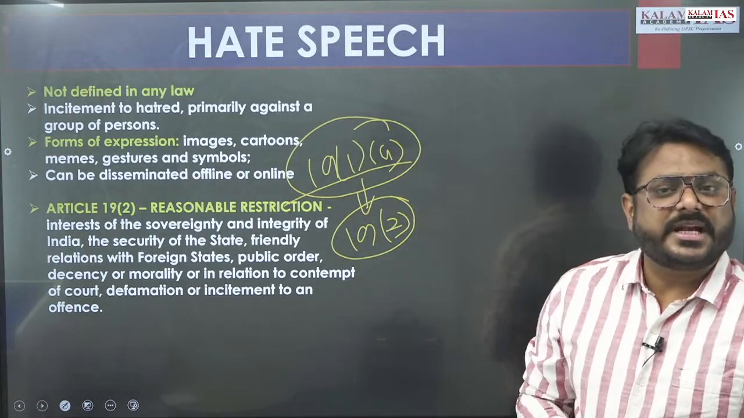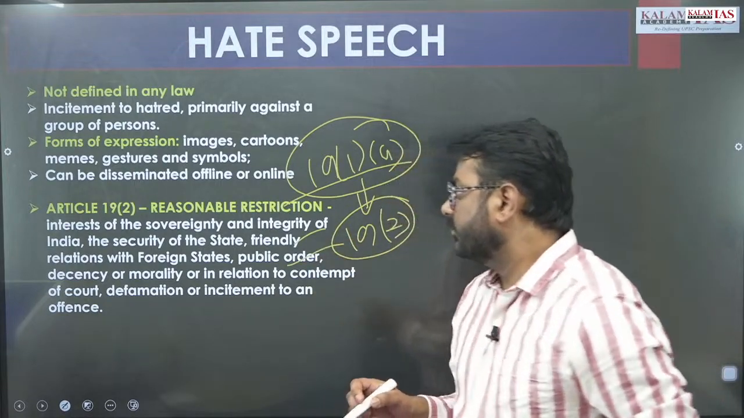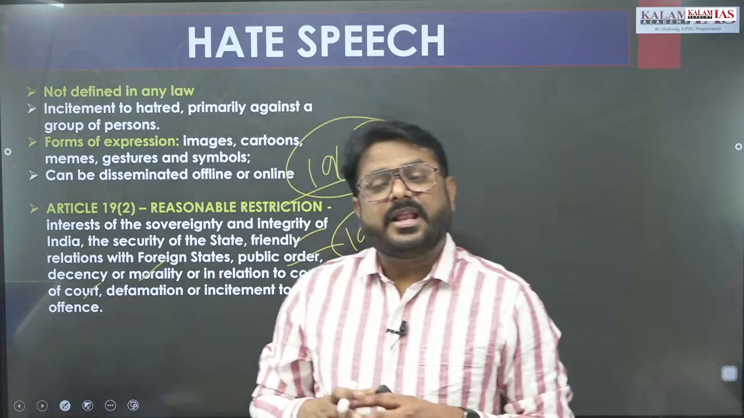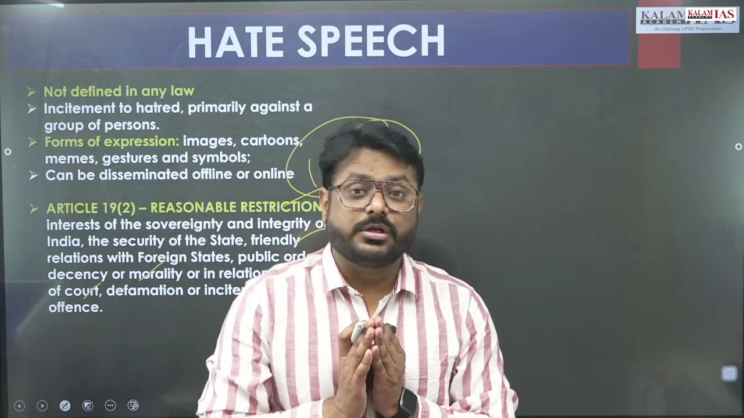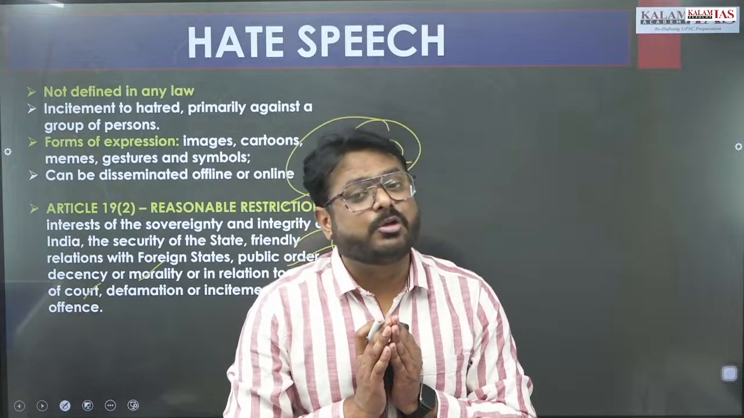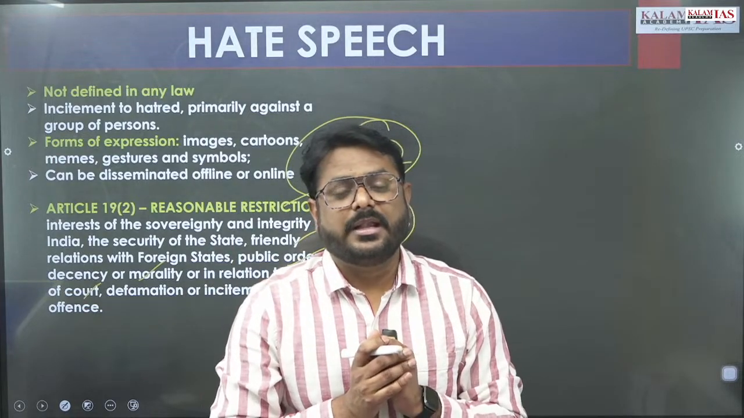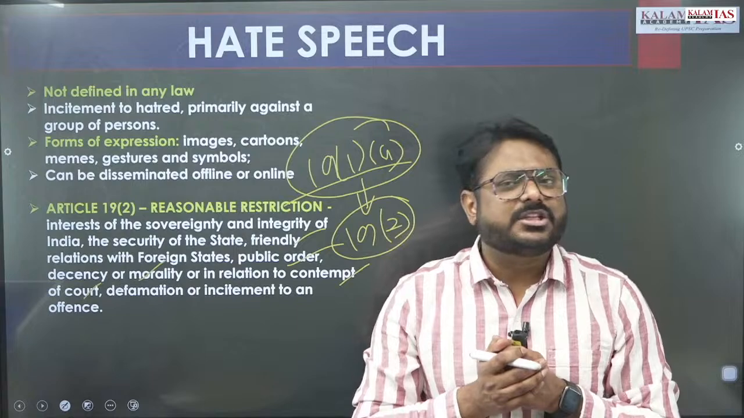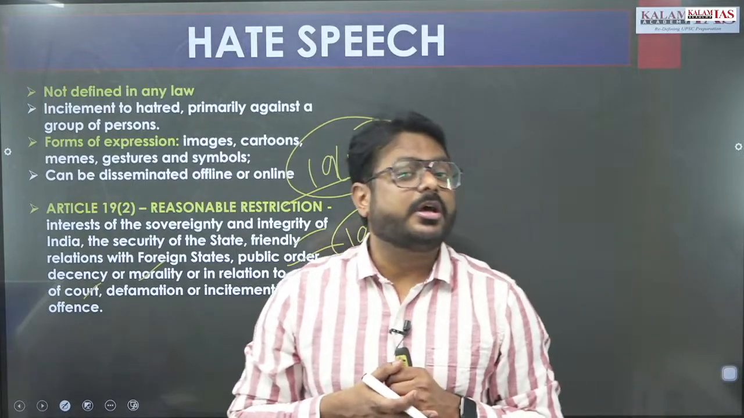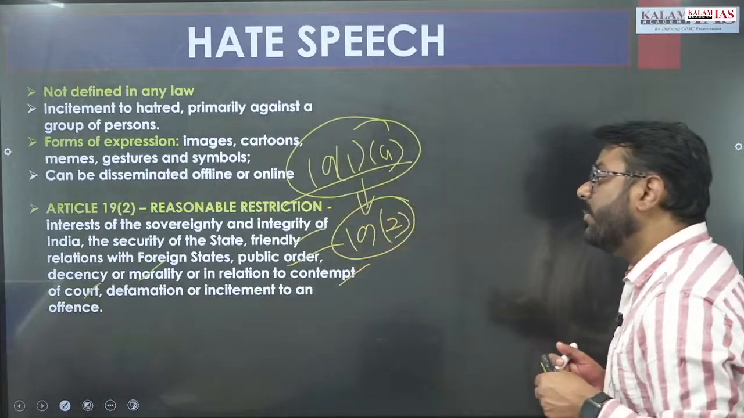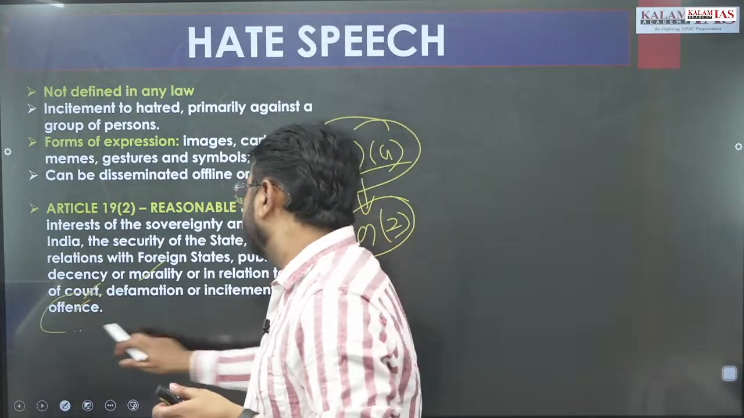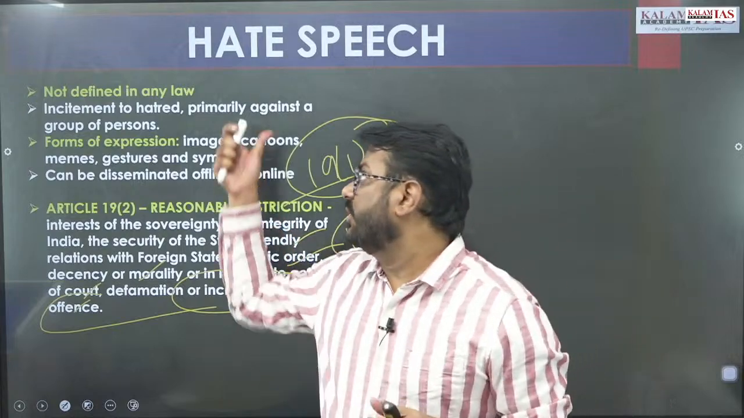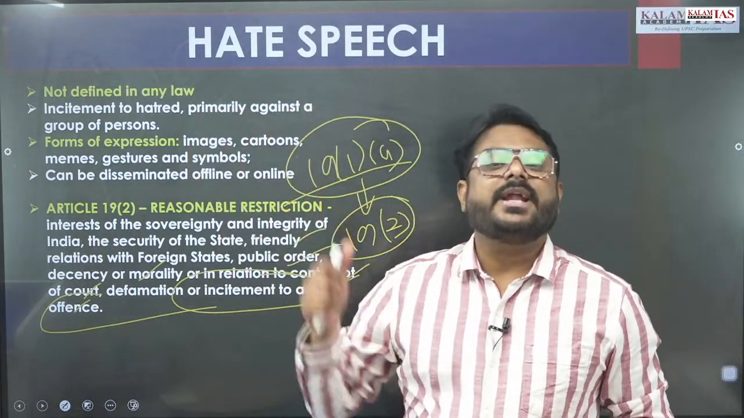Friendly relations with foreign states, public order, decency and morality, contempt of court. In contempt of court, you cannot spread hate against the court, claiming that whatever the Supreme Court or the High Court says is absolutely wrong, that they are giving absurd judgments. Such things should not be promoted, because people have lots of faith in the Supreme Court and the High Courts. Also defamation or incitement to an offence. These things include the reasonable restrictions, and this also includes restrictions on hate speeches.